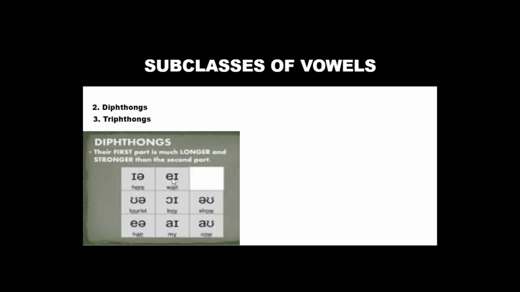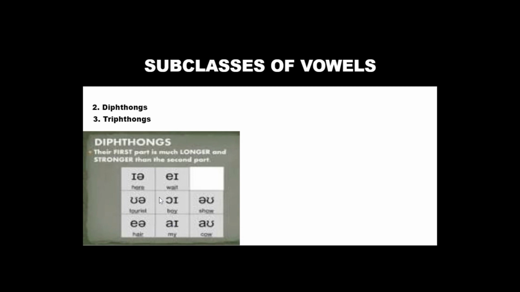Then we have a combination of E and I, as in wait. We have oi, a combination of O and I, as in boy. We have I, a combination of A and I, as in my. We have O, a combination of the schwa sound A and the short vowel U, as in show. Then we have the last but not the least diphthong, ow, a combination of A and U, as in cow.